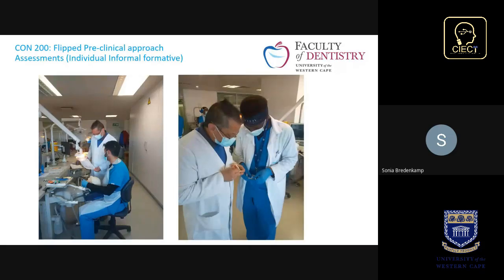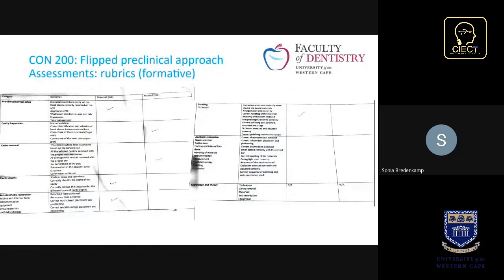In the preclinical laboratory, we also assess the students by means of a rubric. All the practicals and tasks are assessed by a rubric on an informal formative basis. The students also have the opportunity, on an individual basis, as you can see on the right, to confer with the supervisors on where they can improve on a specific task. Next slide, please. This is just an example of the rubric that we use in the preclinical laboratory. This is also done on a formative basis.